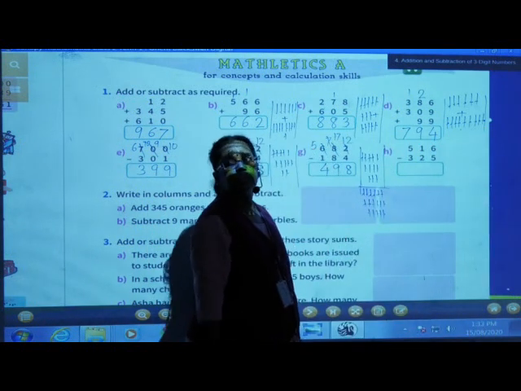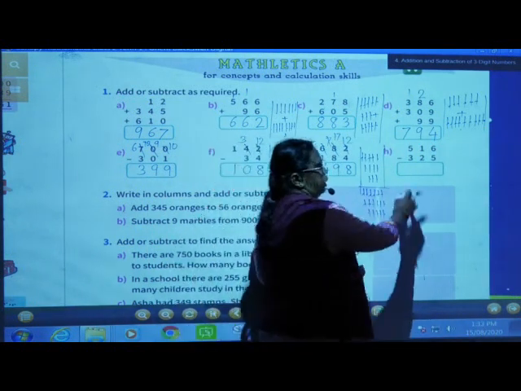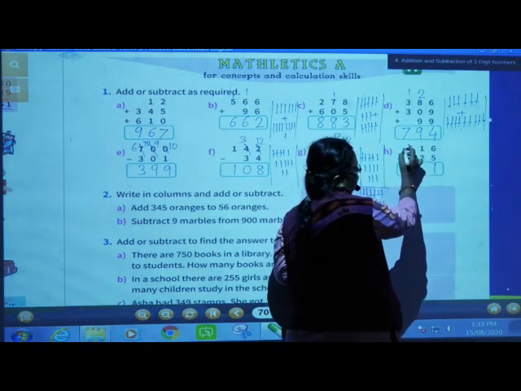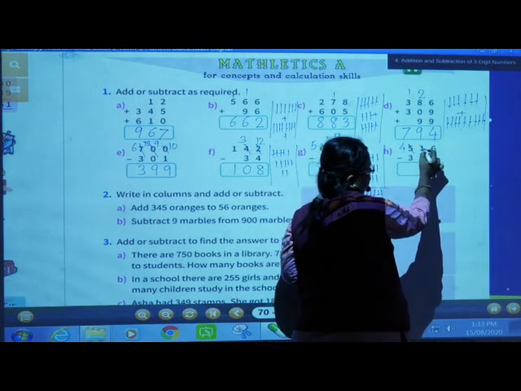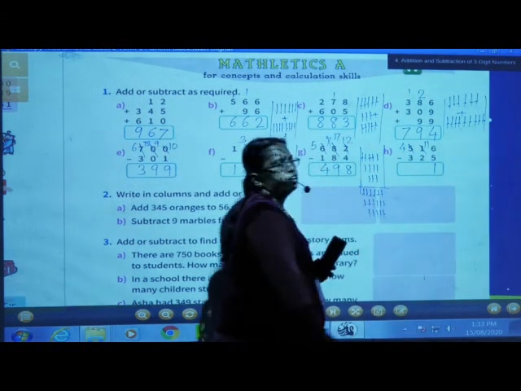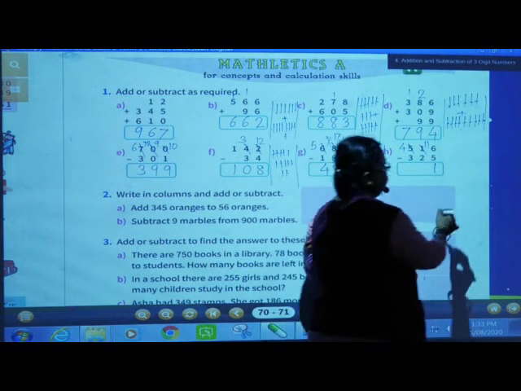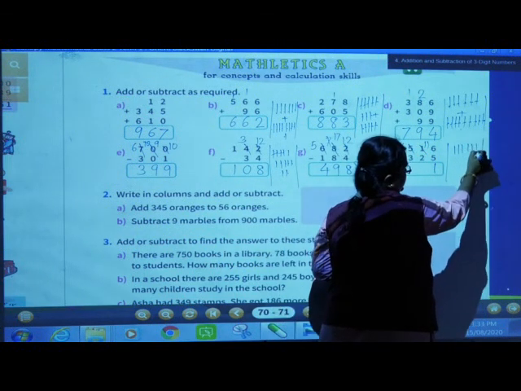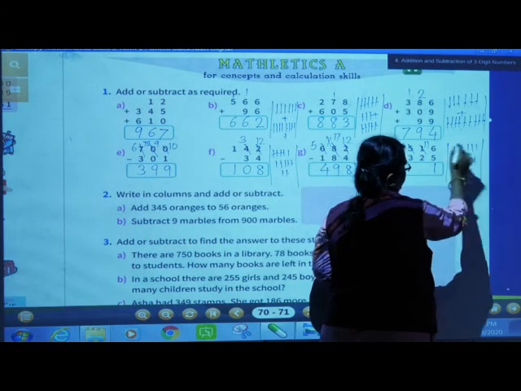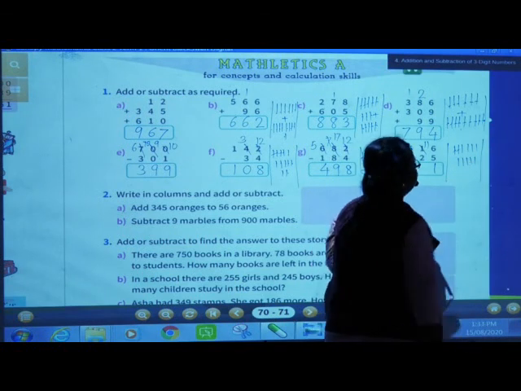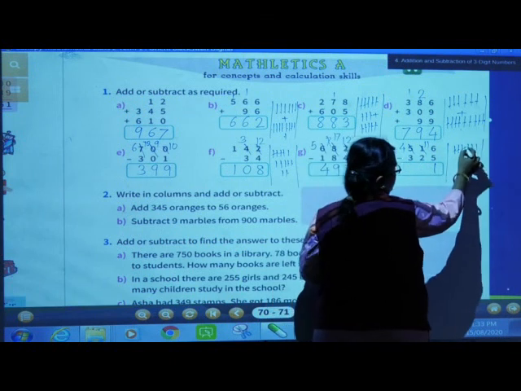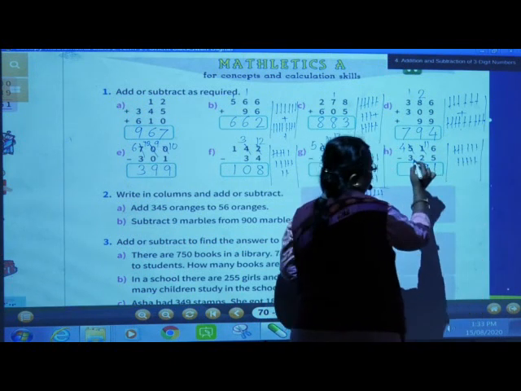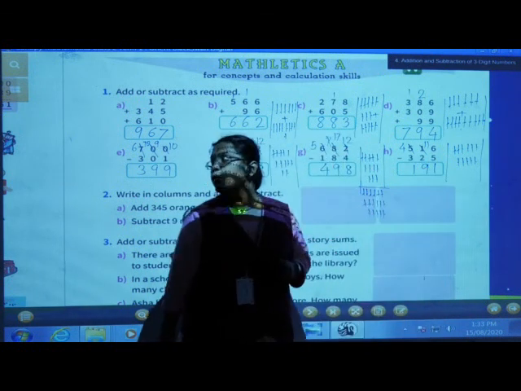Then 6 minus 5 is 1. Then 5 minus 3. This will become 4. Here it will become 11. So 11 minus 2. Counting 1, 2, 3 up to 11. 11 minus 2. How much remains? 1, 2, 3, 4, 5, 6, 7, 8, 9. 4 minus 3 is 1.